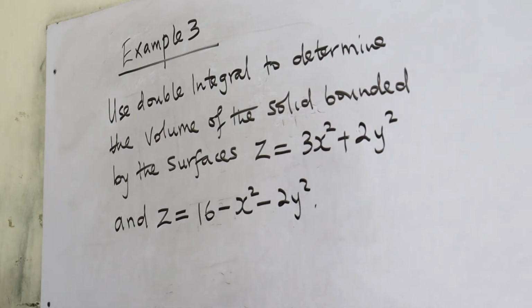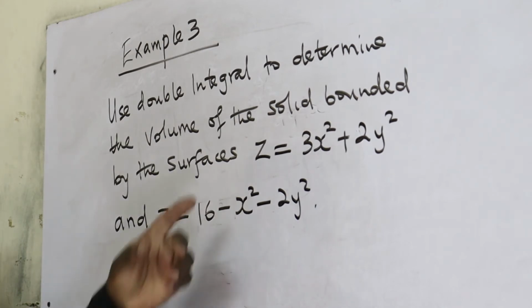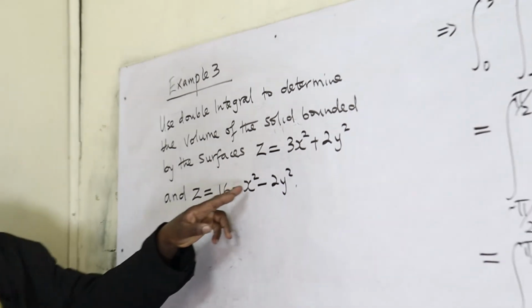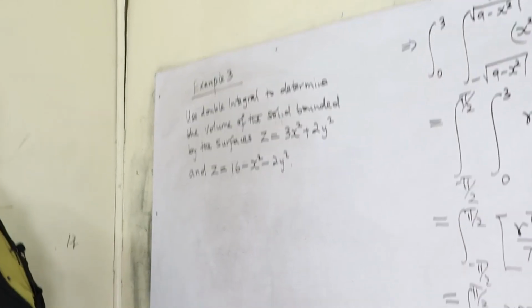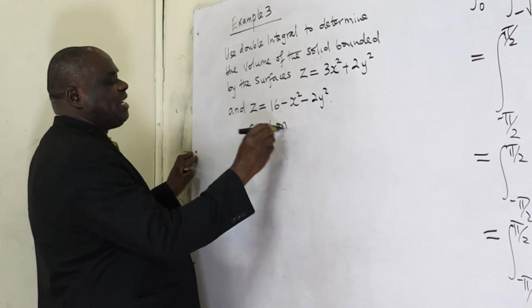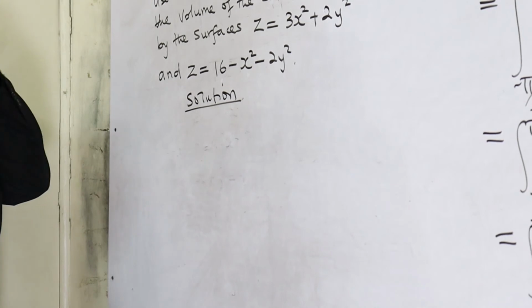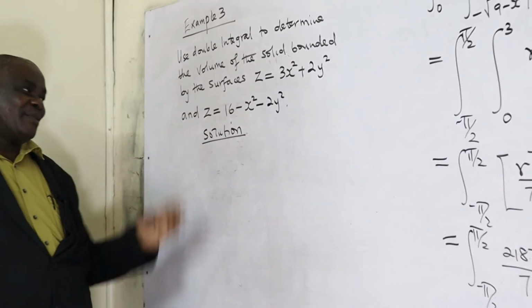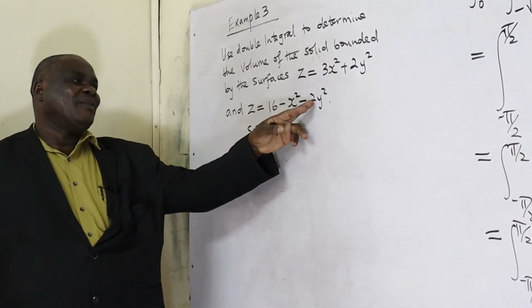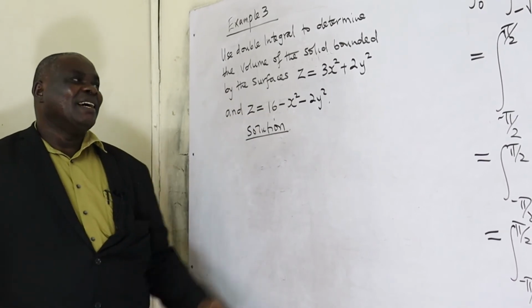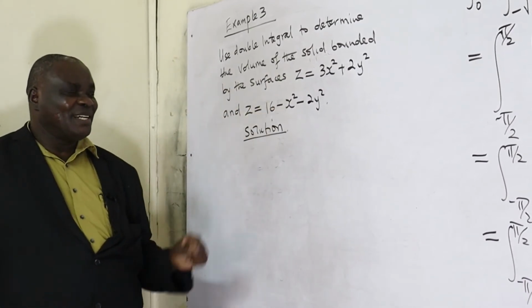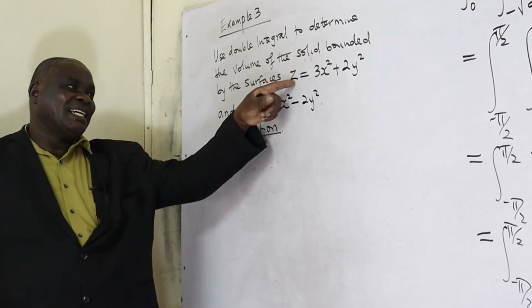So use double integral to determine the volume of the solid bounded by the surfaces z is equal to 3x squared plus 2y squared and z is equal to 16 minus x squared minus 2y squared. So in our solution here, since we are dealing with two surfaces, one surface must be above the other. And at a glance, you can see when x is 0, y is 0, z here will be equal to 16. And here when x is 0, y is 0, z will be equal to 0.